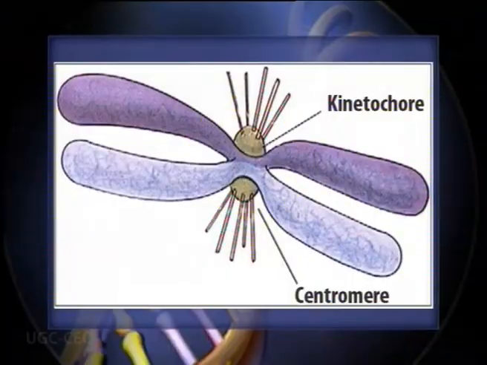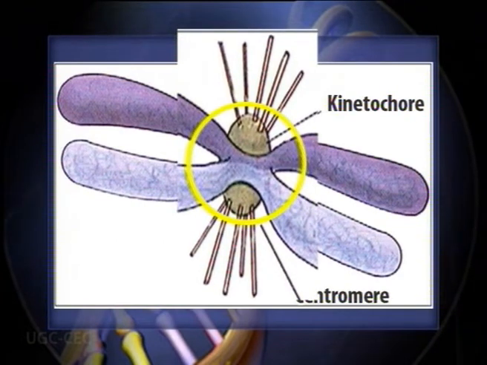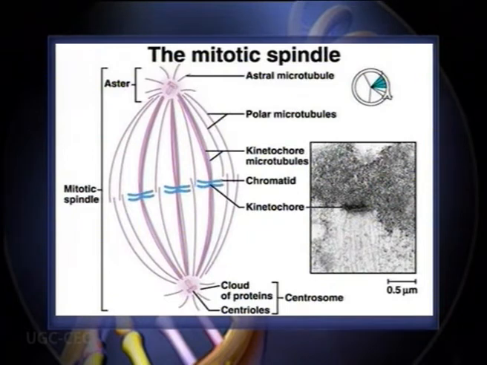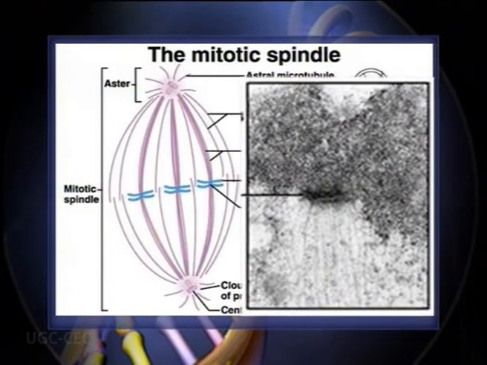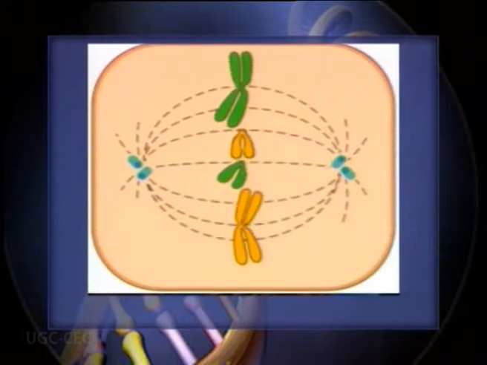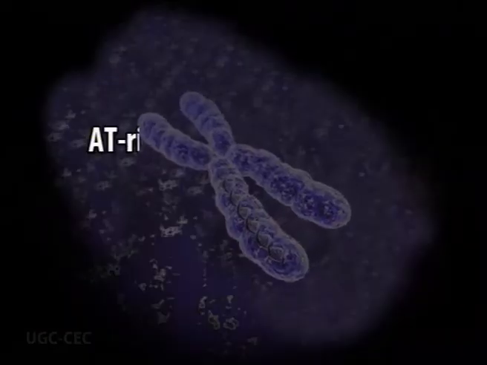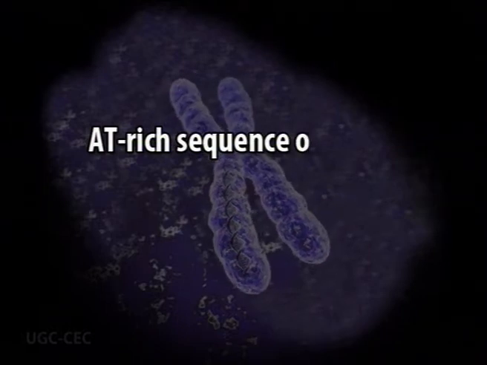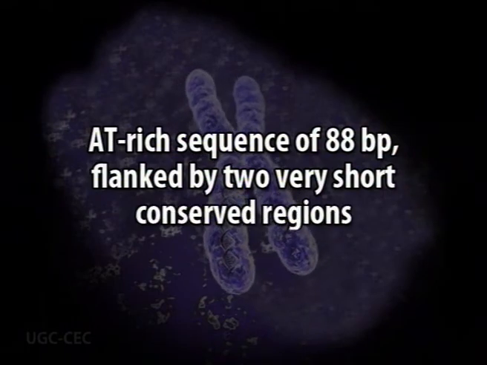Now the centromere. The centromere is the constricted region where the two sister chromatids are joined in the metaphase chromosome. This is the site of assembly of the kinetochore, a protein complex which attaches to the microtubules of the mitotic spindle. The microtubules act to separate the chromatids at anaphase. The DNA of the centromere has been shown in yeast to consist merely of a short AT-rich sequence of 88 base pairs flanked by two very short conserved regions.